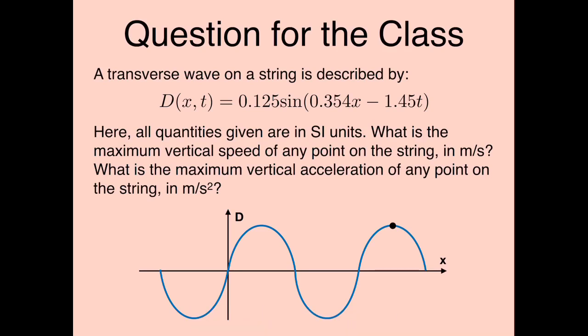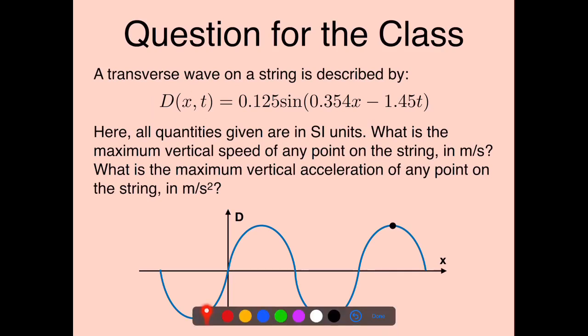Okay, so the question is, what is the maximum vertical speed of any point on the string? So remember, as a wave moves by going to the right, let's say, any given point on the string is going to be vibrating up and down like this. So what is the maximum speed of that vibration? And as a follow-up, what is the maximum vertical acceleration of any point on the string? So again, as a point on the string vibrates up and down like this, what is the largest acceleration that it will have? So pause the video, try to work this out.